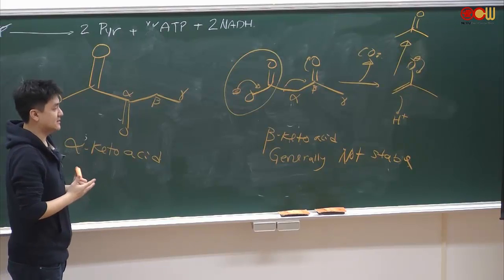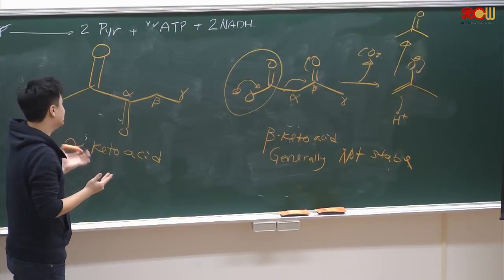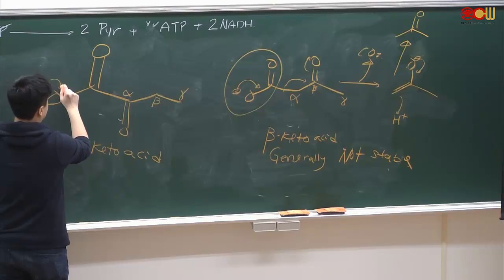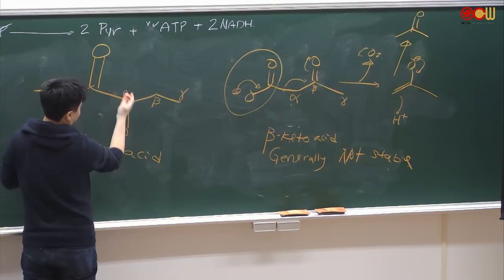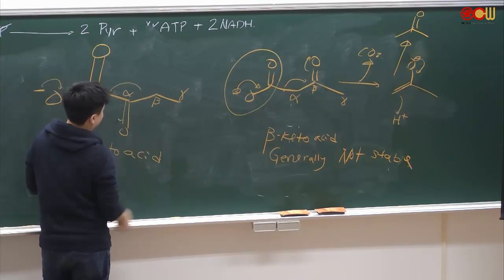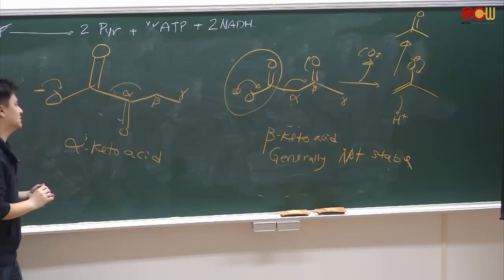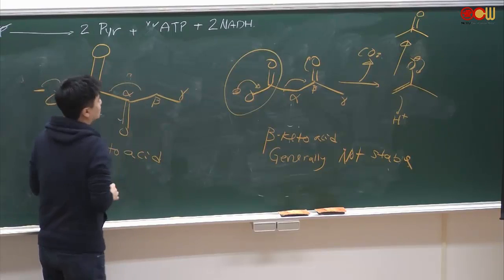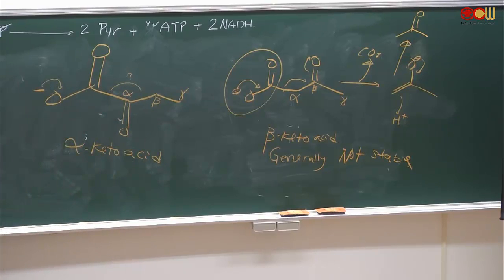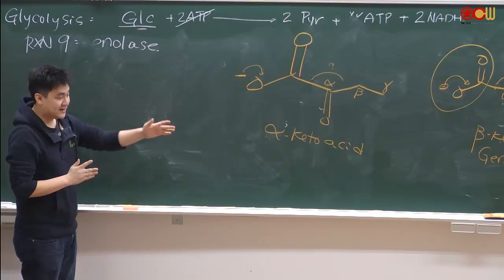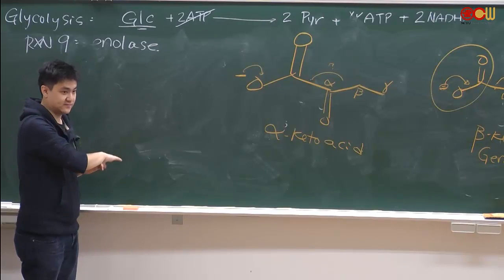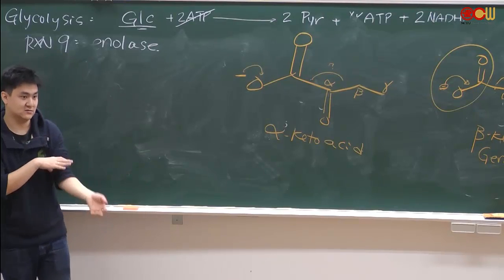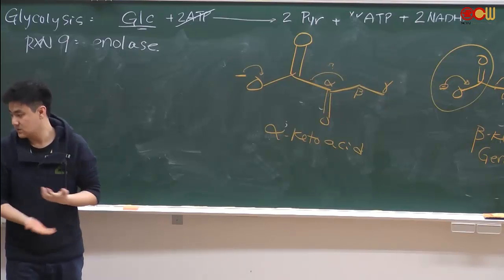Here, alpha keto acid is different. If you do this, it doesn't have anywhere to go. So alpha keto acids in general are slightly more stable. This is a very important thing that you have to know. Beta keto acids favor the decarboxylation. Alpha keto acids do not. This is the key.